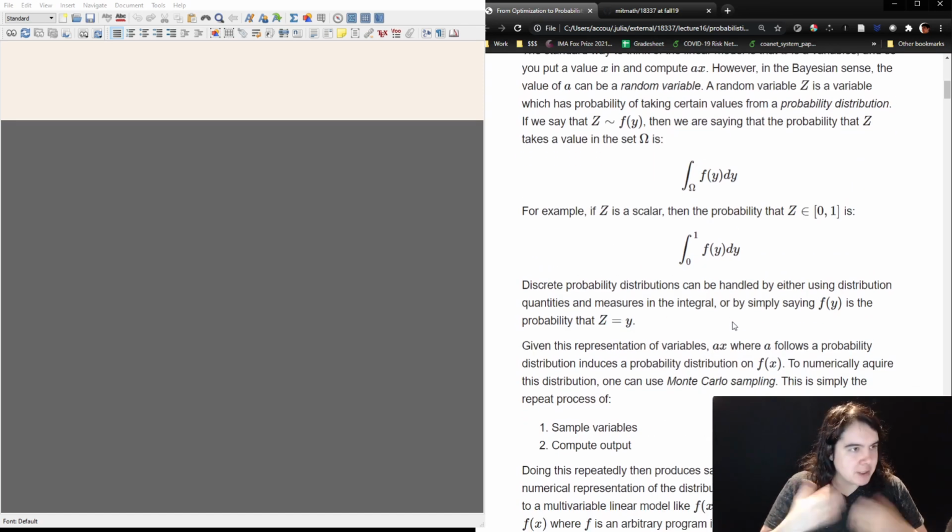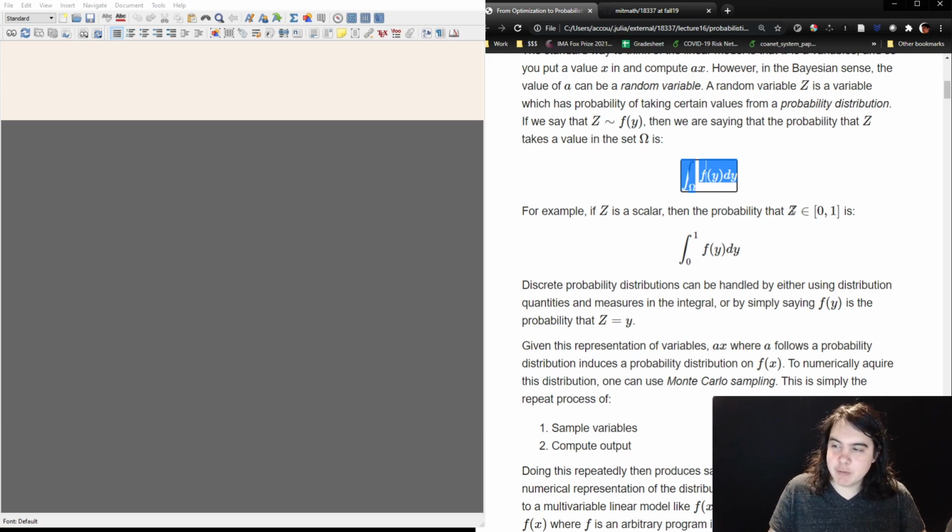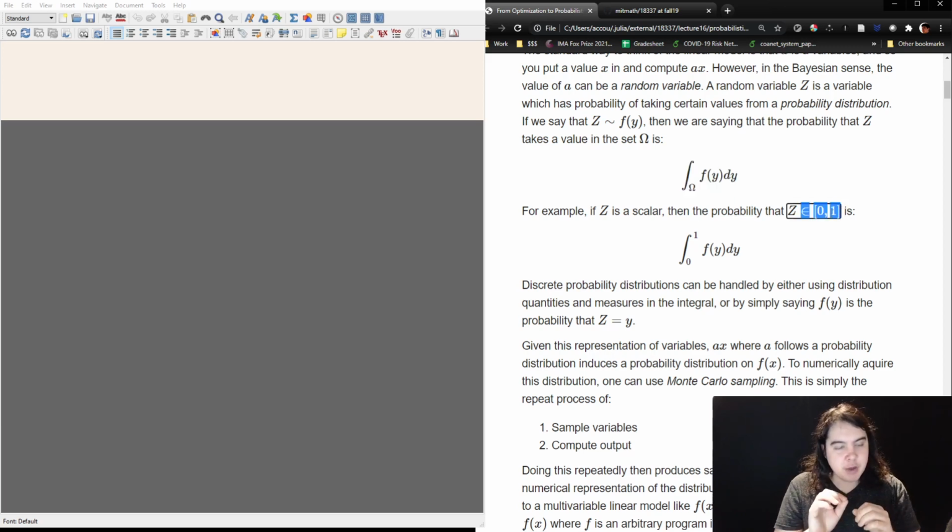So, for an example of a probability distribution, let's say that z is scalar, then the probability that z is between the values of 0 and 1 is just given by the integral from 0 to 1 of the probability distribution, right? This way of writing it is more general, because your domain could be four-dimensional space, and so this could mean a four-dimensional integral. But in a sense, what we're really talking about is, if you want to know the probability that z is within a given region, it comes down to taking integrals.